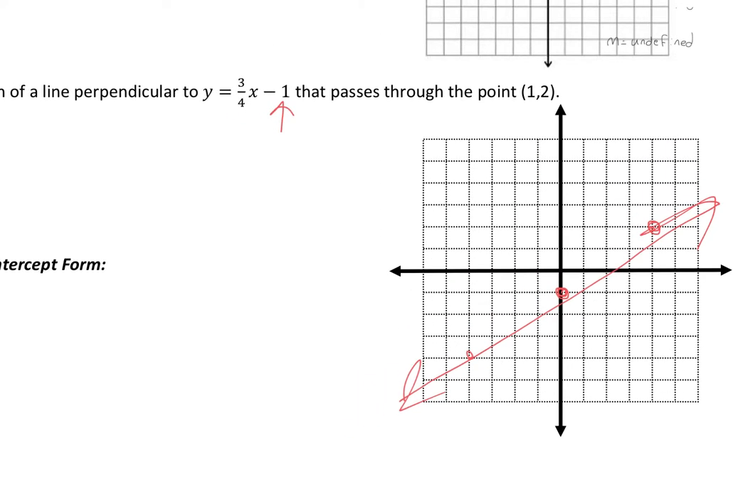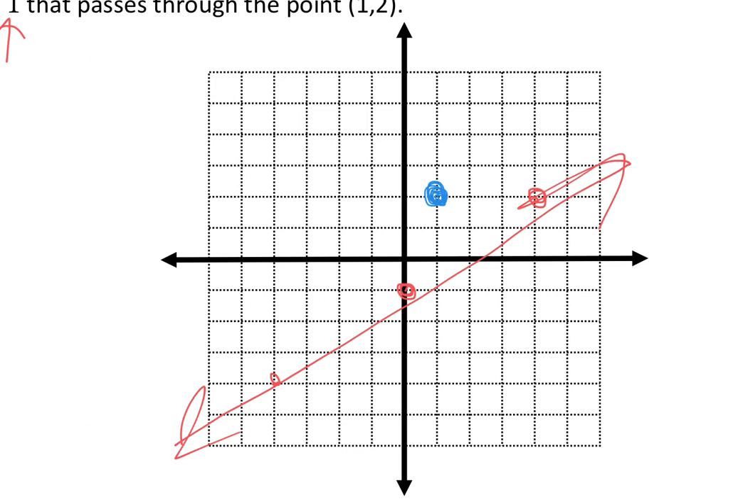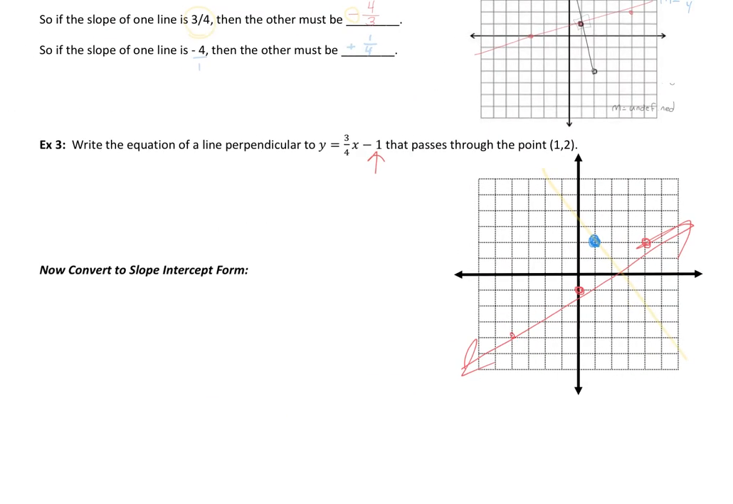Okay, and we want our equation to pass through 1, 2. So you can kind of envision what's going to happen here. It's going to look something like that, right? We might have a fraction y-intercept. That's how we're going to use some of our tools to help determine that.